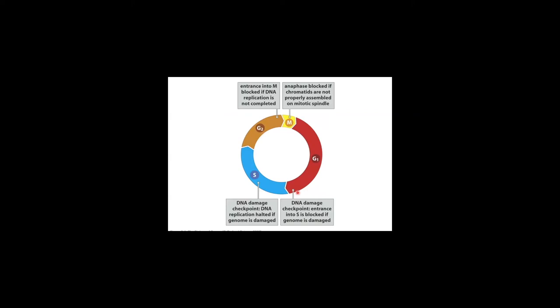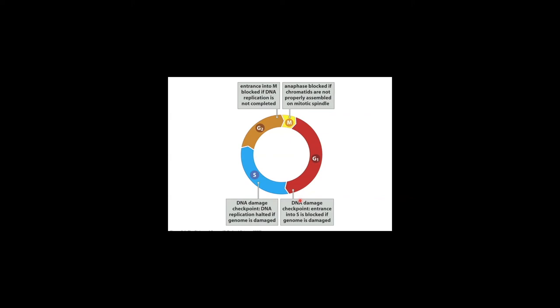Why is there a checkpoint here? If you irradiate or damage the cells during G1 phase, you don't want the cells to go through S phase synthesizing their DNA if they have damaged DNA. There is a checkpoint in S phase where replication is halted. If the replication machinery is damaged in some ways, you want to protect the genome, you don't want damaged DNA to be going through synthesis phase.